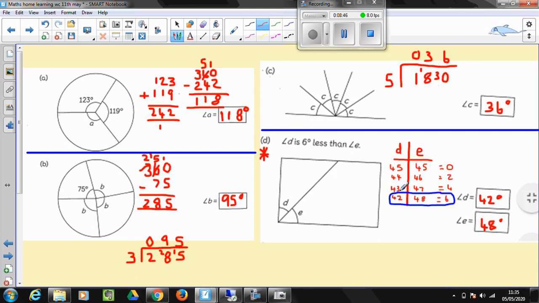Then I took another one from D and added it to E. That made the difference between them 4 degrees. Then I took another one from D and added it to E, and the difference between them was 6 degrees, which is exactly what I wanted. As D was less, it must have been 42, and E must have been 48. Hopefully you got on okay with those ones.